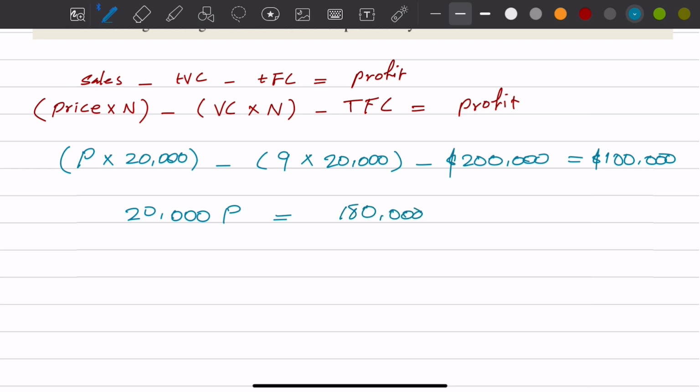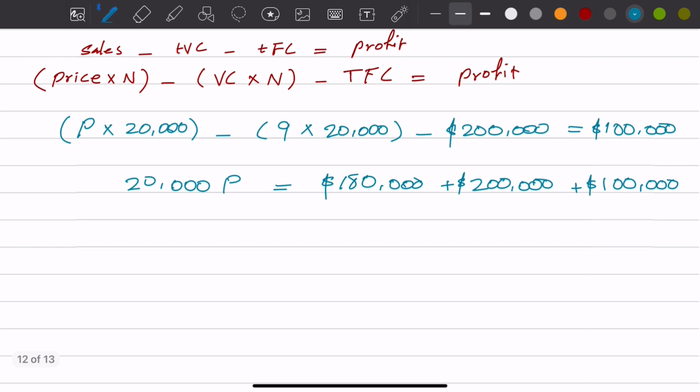Remember, because we're taking this across the equal sign to the other side, we're going to change this, so this is no longer going to be a negative, it's going to be a positive, okay? The same thing applies for the fixed cost right here, the total fixed cost, so this is going to be plus $200,000, okay? And this is going to stay as it is, so plus $100,000. Okay, that's it. We're almost there.